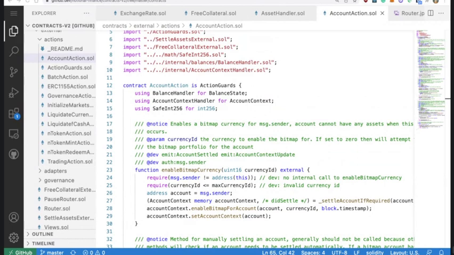I need to read more code. That's really what it comes down to, which is why I'm here. But yeah, that is really cool. Okay.